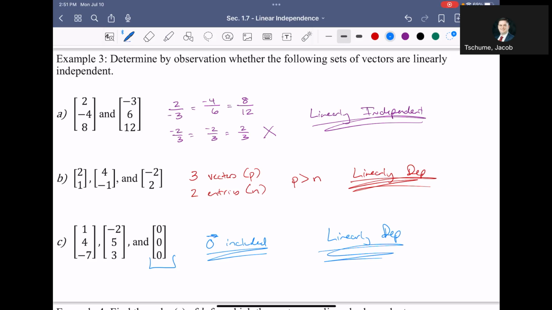If these three rules don't work, you have to refer back to the first way we did it: set up an augmented matrix as a homogeneous equation and then figure out if there are any free variables or not.